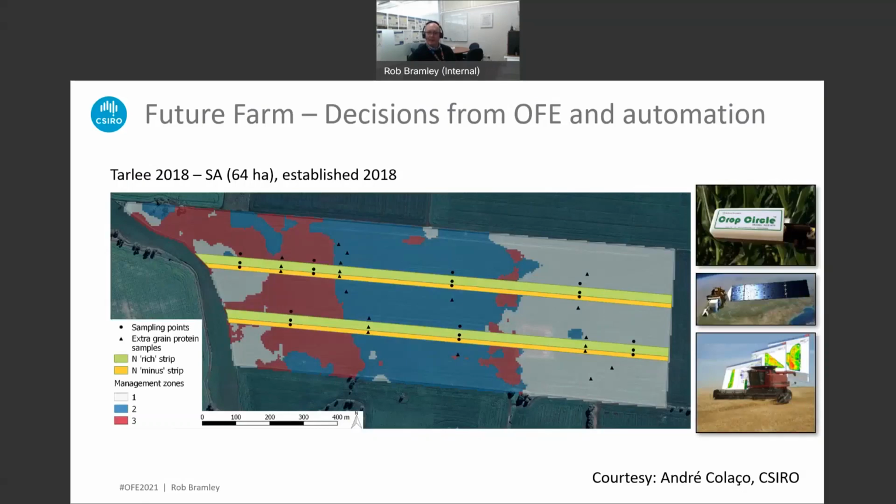So here's a trial being done by a farmer in Tarlee, about an hour north of Adelaide, a 64-hectare field, and these strips have been laid down to help a mid-season nitrogen fertiliser decision. In the pale green, we have an N-rich strip. In the yellow, we have a nil or N- strip, and the rest of the field is fertilised at the farmer's normal rate. Both the N-rich and the N- rates were also determined by the farmer.